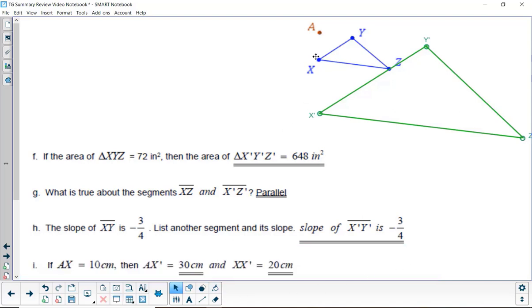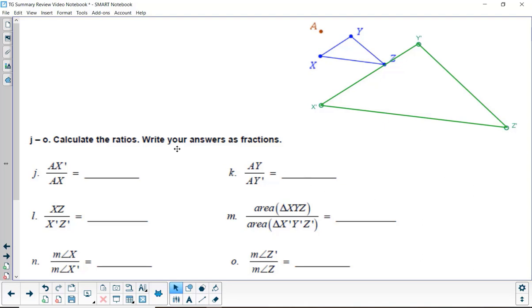And if the distance from A to X is 10 centimeters, the distance from A to X prime should be 30, triple that. And the distance from X to X prime should be 20, because 10, 20 more makes 30. Press pause if needed.